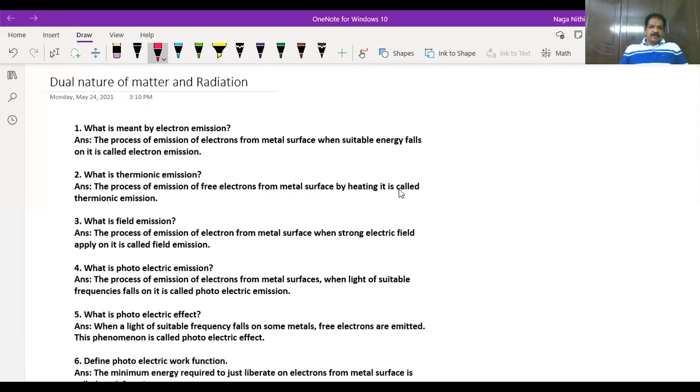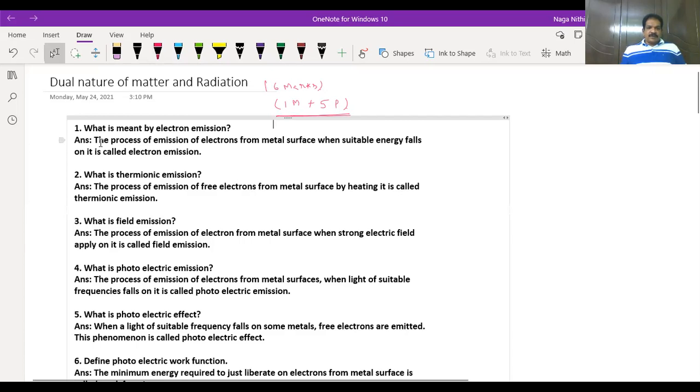So, the chapter on the dual nature of matter and radiation carries a total of 6 marks. In these 6 marks, one 1-mark question and one 5-mark problem will come from this chapter. One by one, we will discuss all the 1-mark questions.